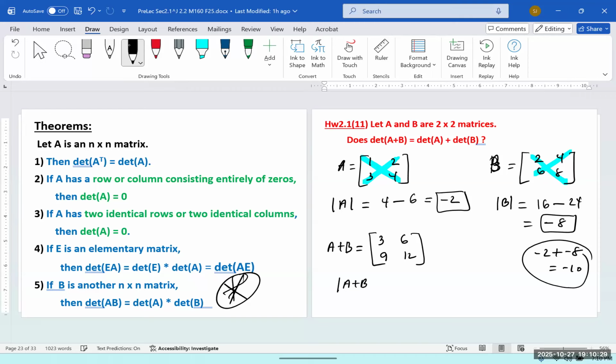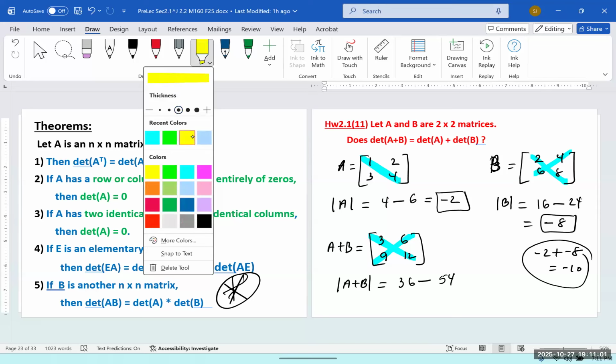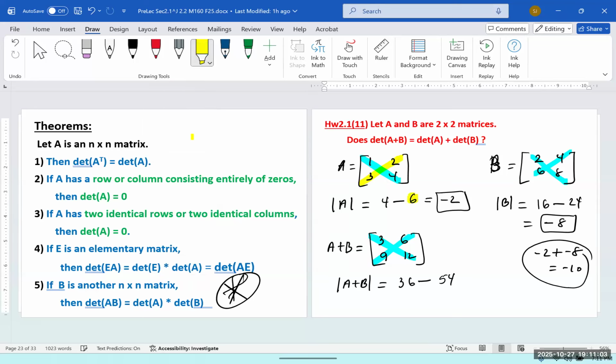So the determinant of A plus B, what do you have? 3 times 12, 36 minus 54. How do you get 4 and 6 for the determinant of A? 4 minus 6. How do you come up with that? Oh, okay. 1 times 4 is 4, and you're subtracting 3 times 2, 6. I get it.